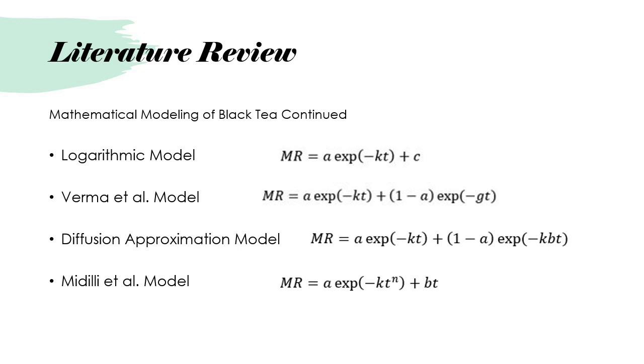The Midilli et al. model. This model consists of a linear and an exponential term which relates the moisture ratio with drying time. This model is similar to the Henderson and Pabis model with an added empirical term that includes t.